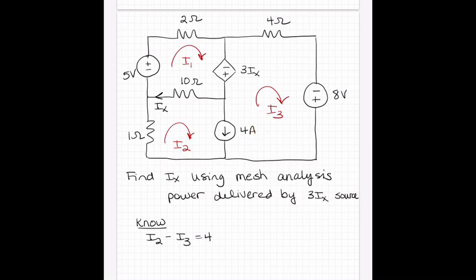All right, there's nothing that we can write as far as the actual value of the dependent source, but we can write the relationship between Ix and the mesh currents. Okay, and so Ix is equal to the current that flows in the direction of Ix, which is going to be I1, minus the current that flows against, I2. Okay, so there are the things that we know.